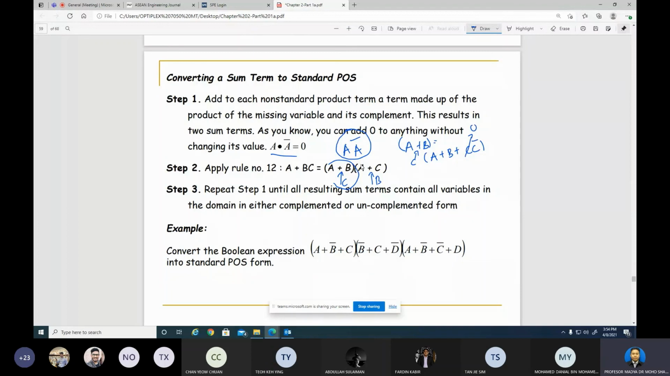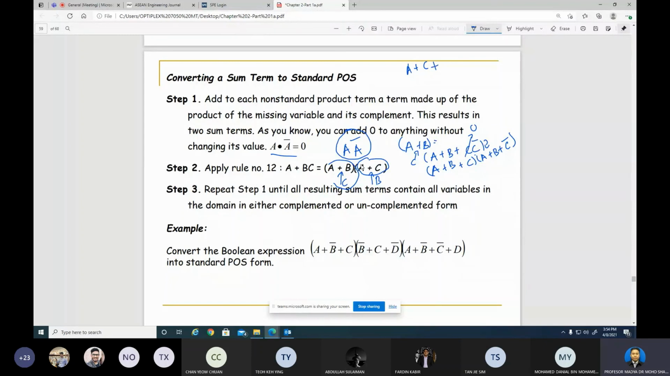So this is how to do the standard POS. We can expand this one to be like this: A plus B plus C, multiplied by A plus B plus C bar. We expand this one to this equation. And then for example, for A plus C, we don't have the B, A plus C.